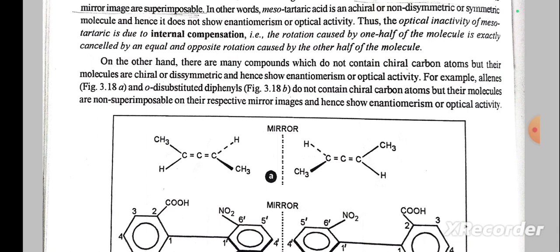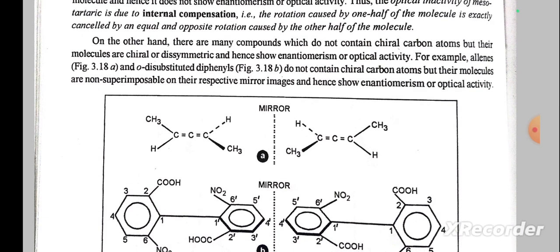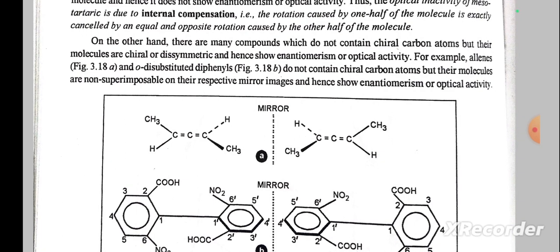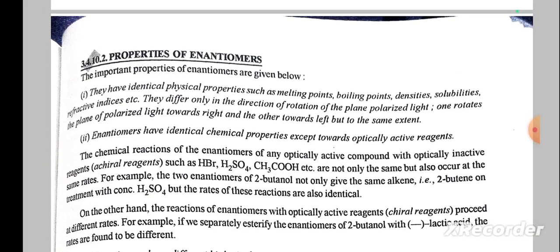On the other hand, there are many compounds which do not contain a chiral carbon atom but their molecules are chiral or asymmetrical, hence show enantiomerism or optical activity. For example, allenes or ortho-disubstituted diphenyls do not contain a chiral carbon atom but their molecules are non-superimposable on the respective mirror image and hence show enantiomerism or optical activity.